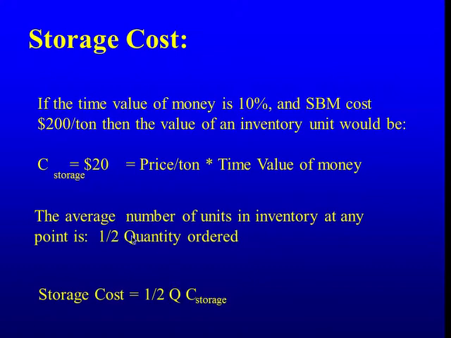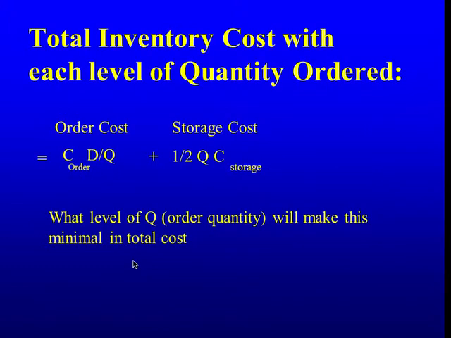So on average, the inventory will be 1/2 of Q, and then that times the storage cost of that unit of inventory will give us what the storage cost is per year. So with these two values, we can come up with a total inventory cost, the sum of the order cost plus the storage cost. And then we can use calculus to determine what level of Q, what order quantity, will make this total minimal in cost.